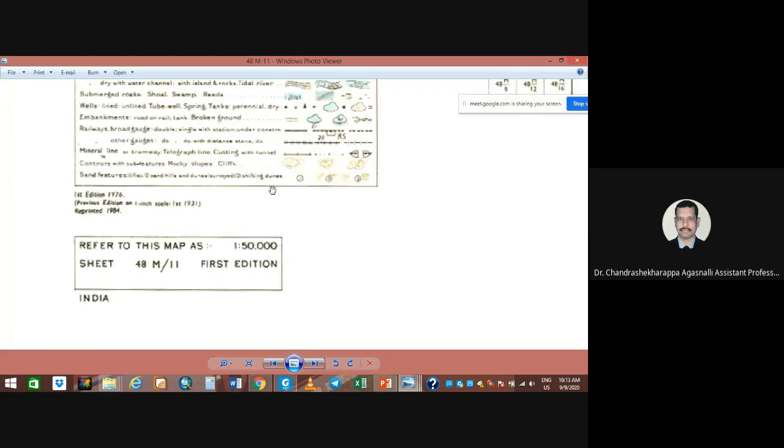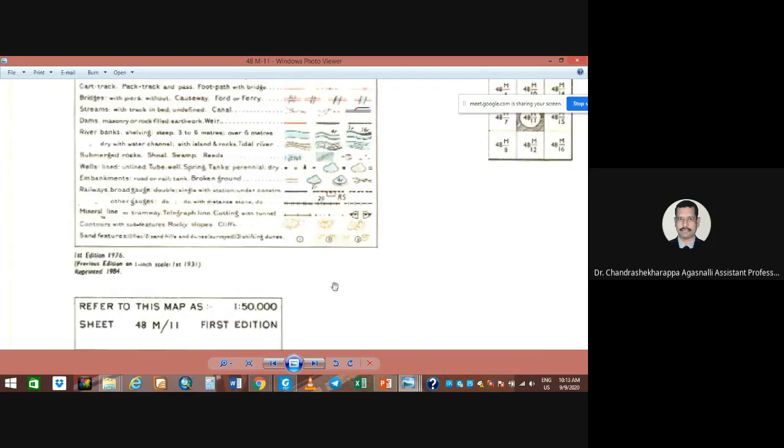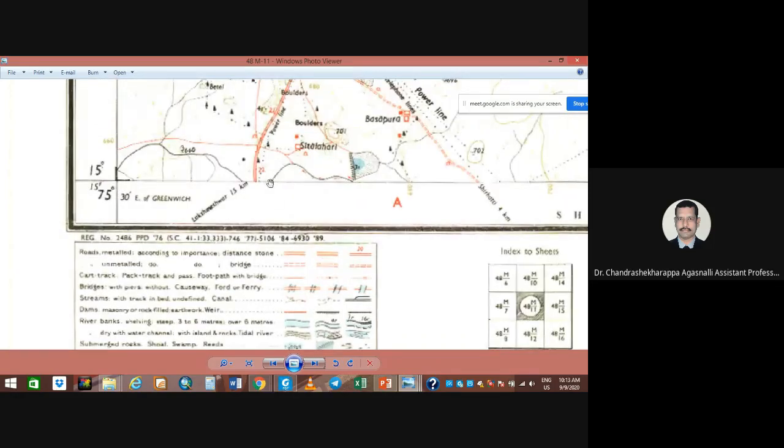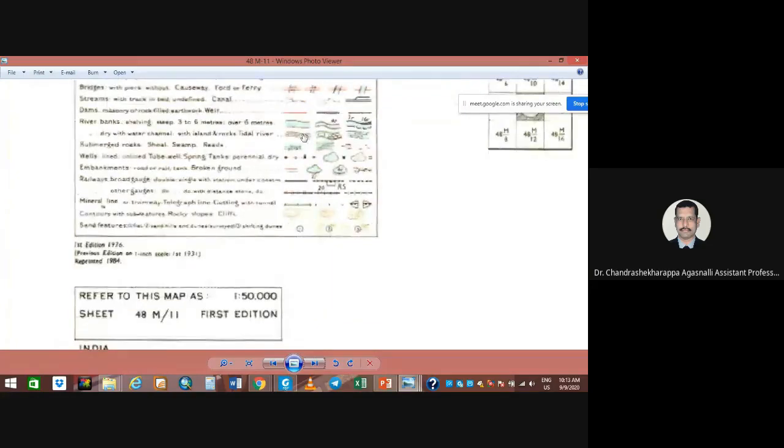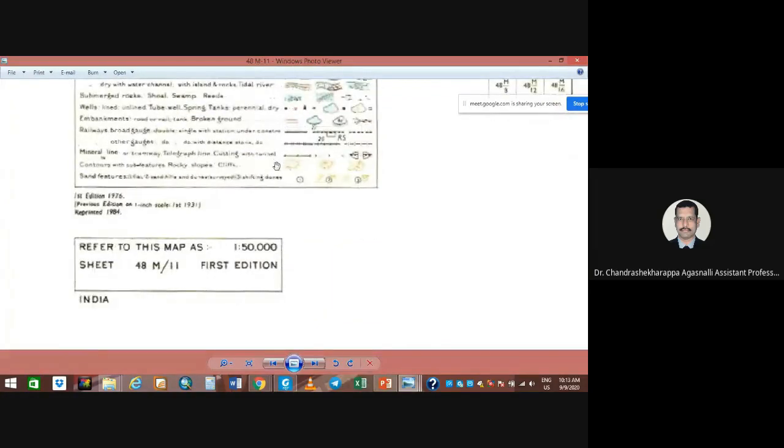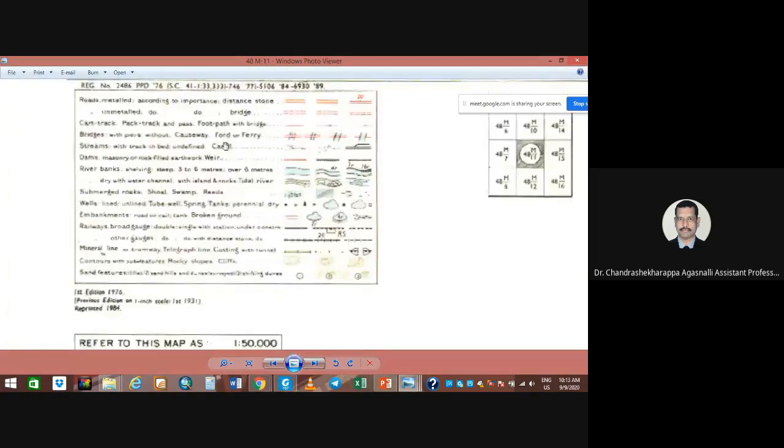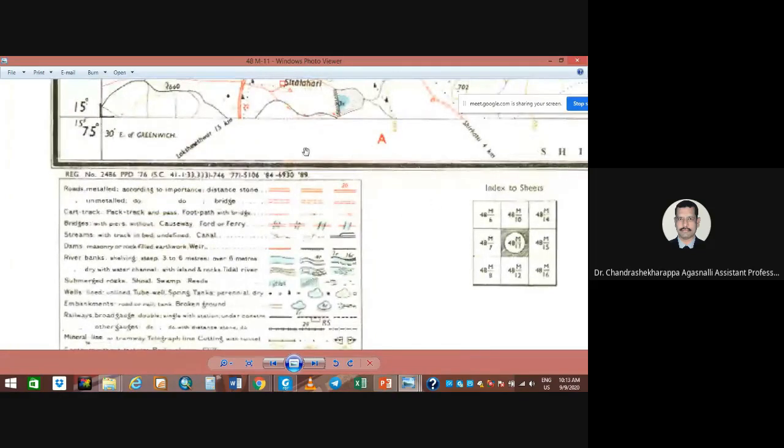And I told you to refer to the scale 1:50,000. In that case, 1 centimeter, if you measure from here to here, is equivalent to 500 meters on the ground. Keep that in mind. That is the first thing. Okay, and the next part is how you are going to read this.